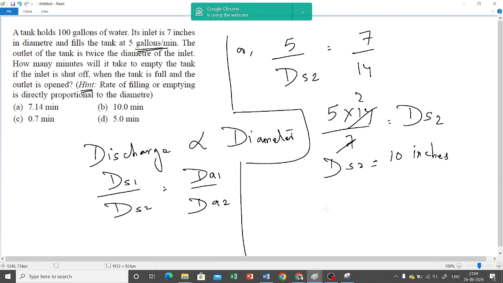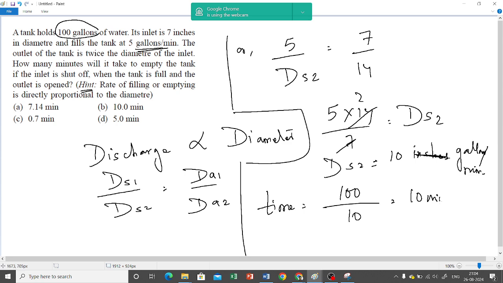Sorry, not 10 inches, ds2 is 10 gallons per minute. This is the discharge, right? Now see, what is the total volume of the tank? 100 gallon. So what is the time that it will take to empty it? 100 gallon by 10, that is going to be 10 minutes.